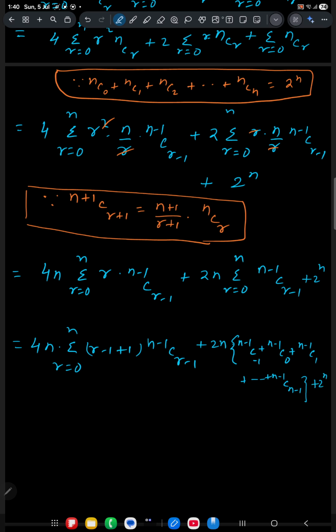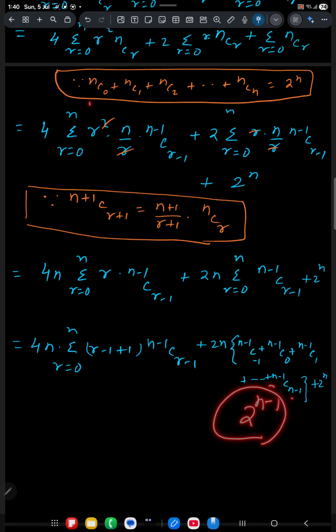Plus 2 to the power n was there. Now here one thing you have to keep in mind: this formula is not meant for r to be negative, so this makes no sense. So we will just discard this term. We will be left with only this much: (n-1)C0 plus (n-1)C1 plus (n-1)C2 plus ... plus (n-1)C(n-1), and this will be nothing but 2 to the power n-1.